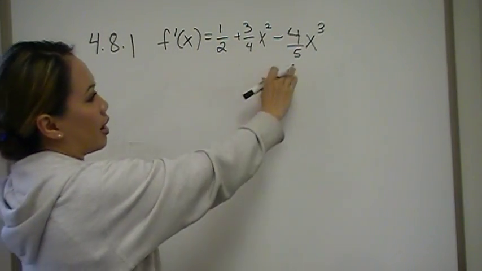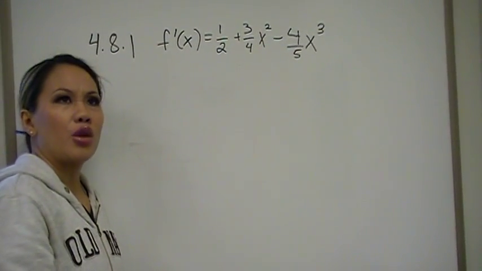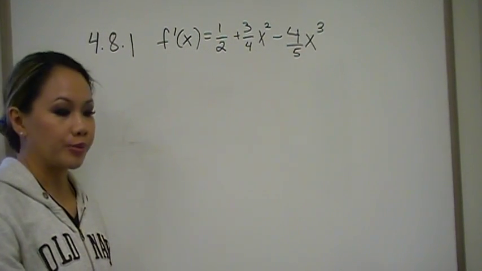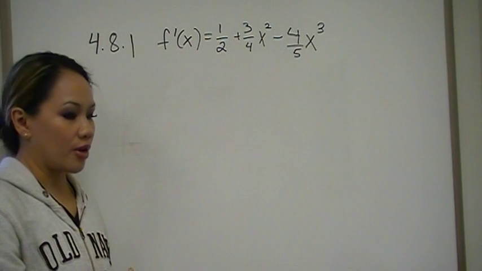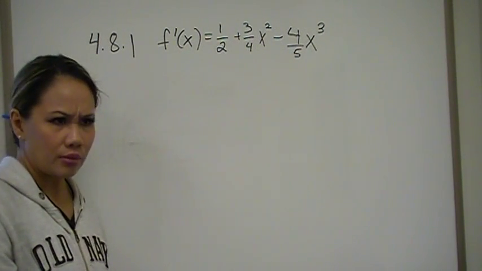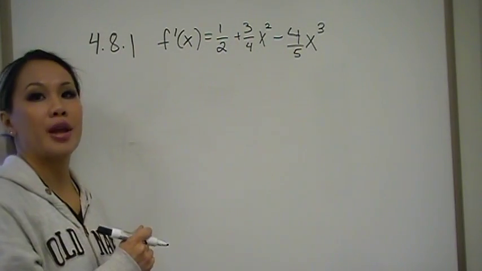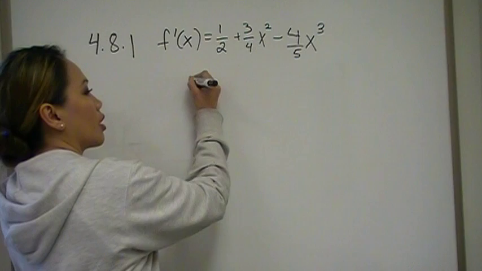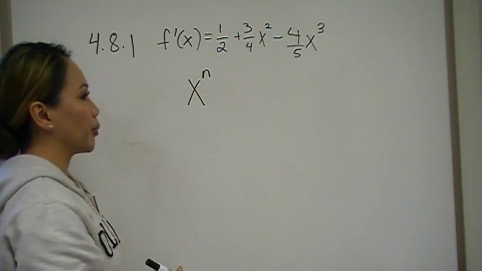So this is a polynomial function. One of the first skills you have to learn before you tackle more complex functions like exponential functions or logarithmic functions or trig functions is you have to at least know how to handle a polynomial. So how do we find the antiderivative of x to the n?